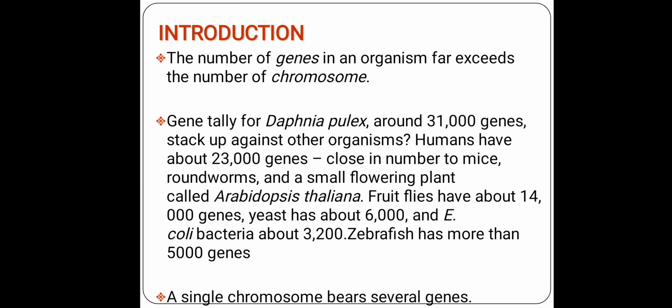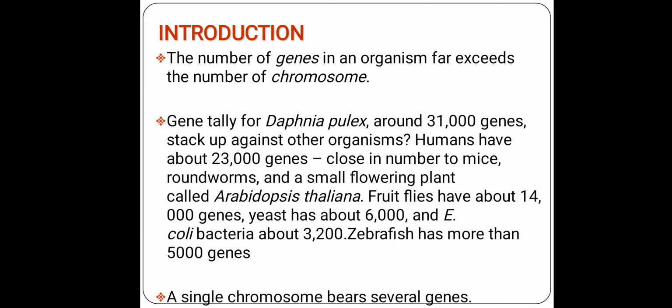The number of genes in an organism far exceeds the number of chromosomes, which is very true. The gene tally for Daphnia pulex is around 31,000 genes, which is stacked up against other organisms. Humans have about 23,000 genes, close in number to mice, roundworms, and a small flowering plant called Arabidopsis thaliana, on which a huge amount of research has already been done.